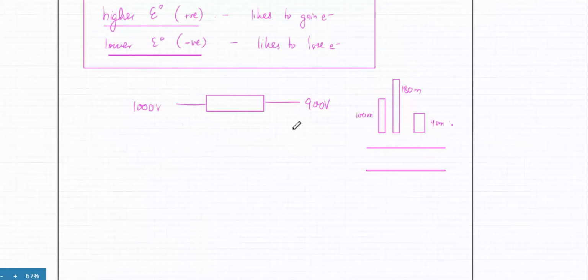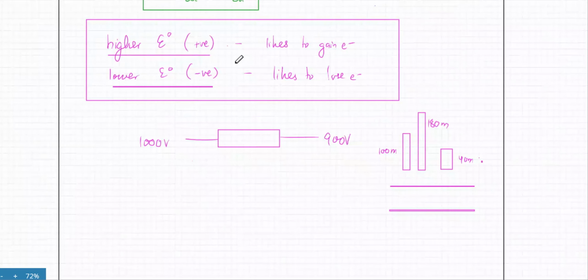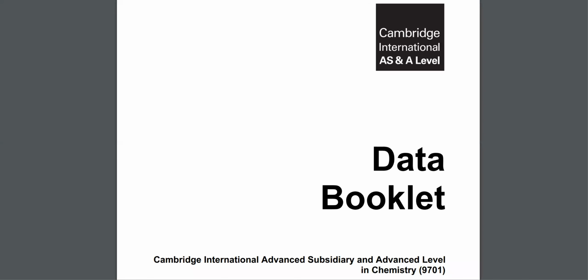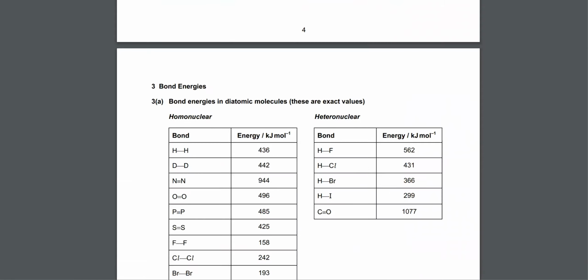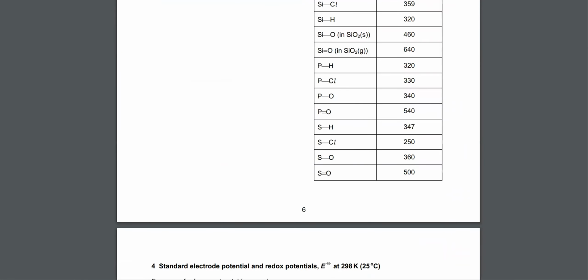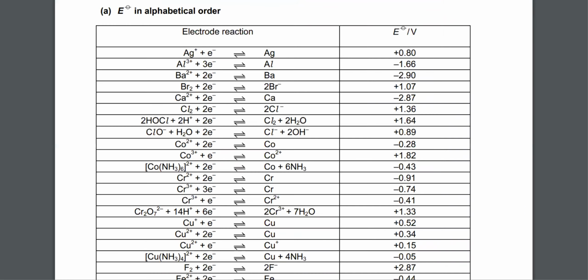So remember these potentials. The basic idea is simply that higher potential likes to gain electrons, lower potential likes to lose electrons. If you have a data booklet, all these electrode potential values are already given to you. So that's the whole summary of the whole chapter: higher potential gains electrons, lower potential loses electrons.